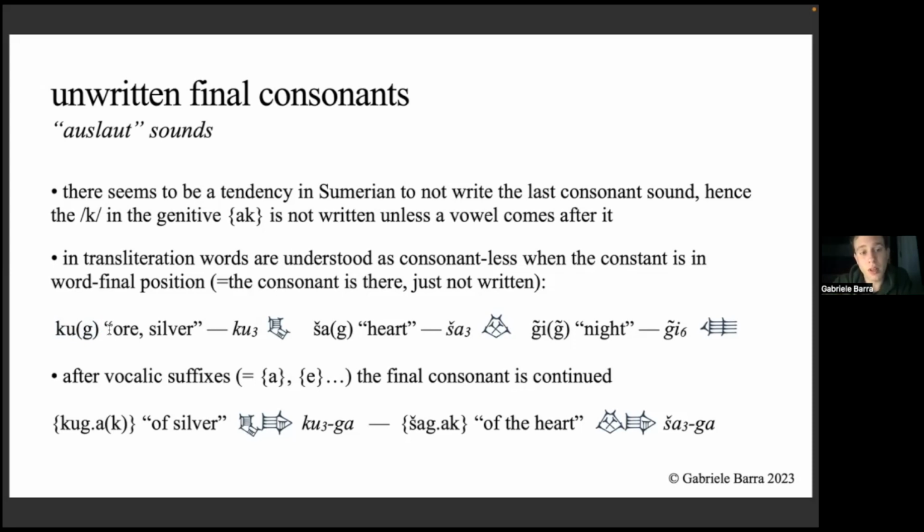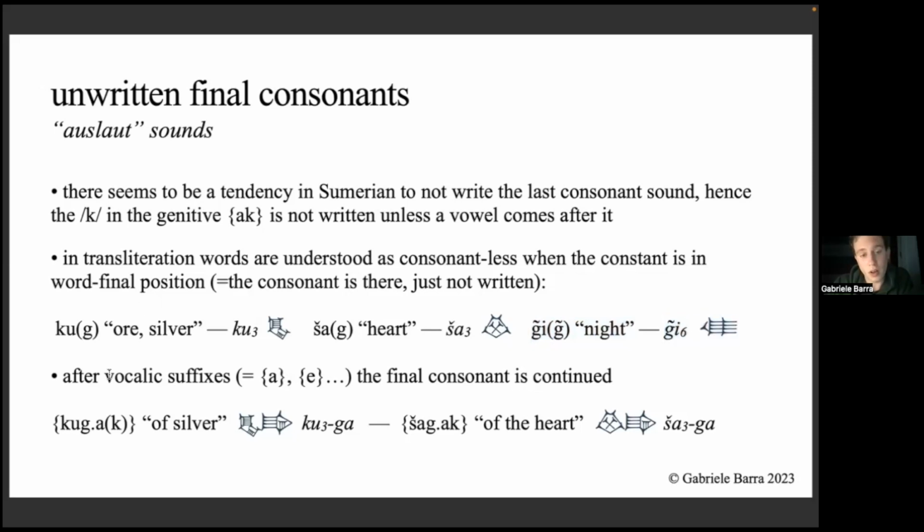For example, hug means ore or silver. This is what it's probably pronounced, hug with a final G. However, in writing, it's understood as Ku3. Shag means heart, and Sha3 is how it's written in cuneiform. Nging is night, and Gi6 is how it is written.